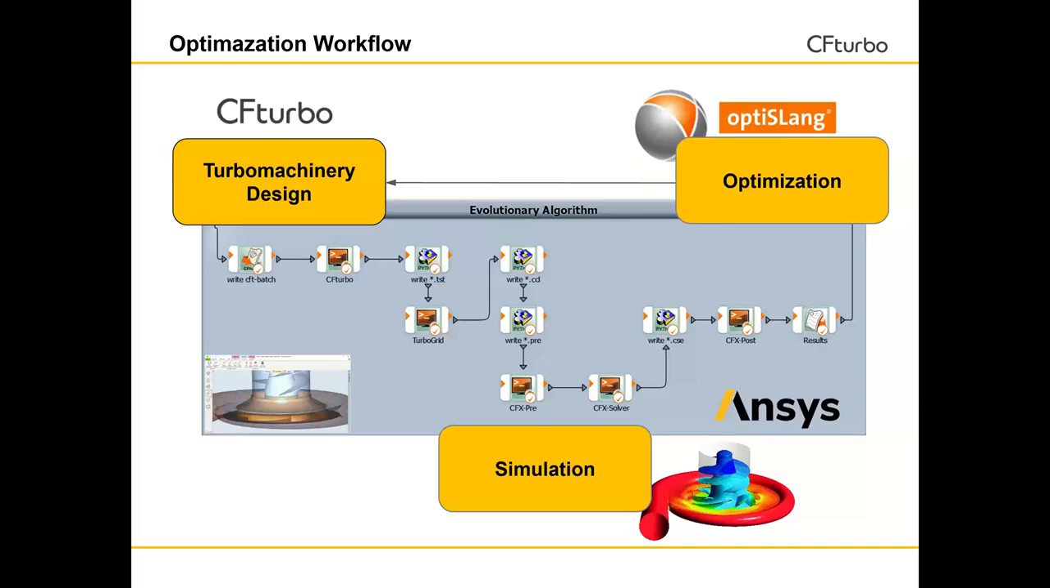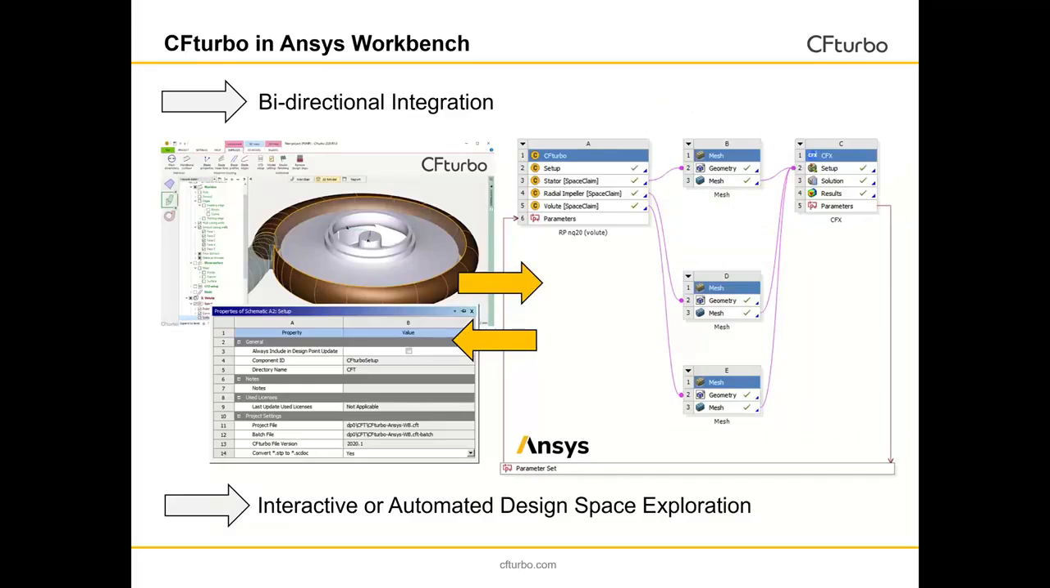And the other way is that we work in Ansys Workbench. So there is a truly bidirectional integration of CFturbo in Ansys Workbench. So that means that you can go back and forth and all the parameters are maintained, all the changes are maintained, and this is especially helpful for manual, but also for automated design exploration, what you could do, for example, with the Ansys Design Explorer.